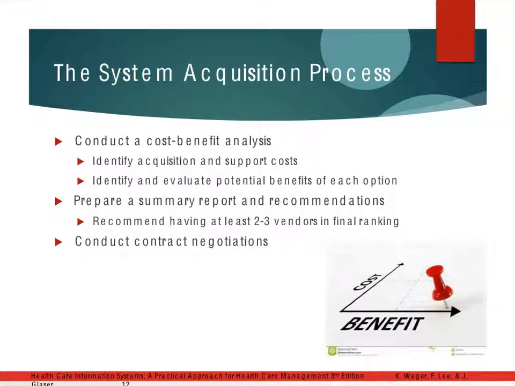So once you get your RFPs in, you're going to have to do a cost-benefit analysis, because you're going to have a lot of different proposals that you get from vendors. You're going to have to consider the benefits of each option, and usually as a group you complete a summary report and you make recommendations. And usually 2 to 3 vendors make your final running. And then you negotiate contracts. This is what sometimes ends up becoming a bidding war.